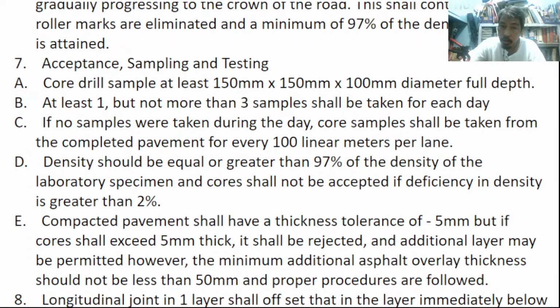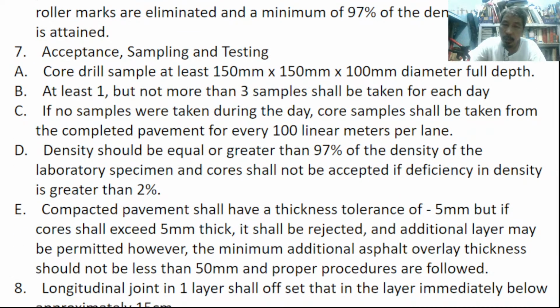Okay, 97% density of the core and the actual. So this is the criteria. This is a design criteria. Design criteria that the project engineer must meet in actual construction. Compacted pavement shall have a thickness tolerance of negative 5 mm.